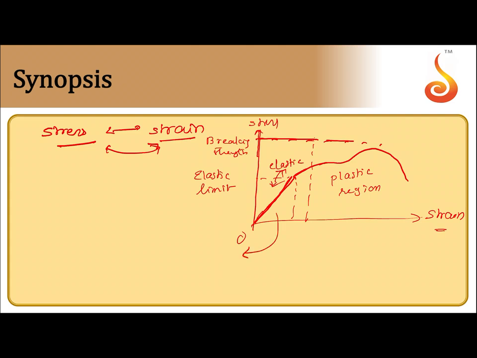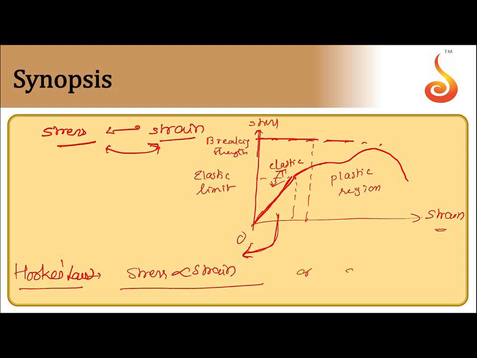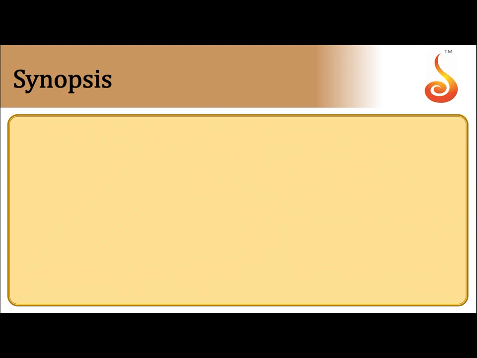And we observe that within certain limit the stress and strain are directly proportional to each other. So, stress is directly proportional to strain, and this is what is called Hooke's law. So, according to Hooke's law, within elastic limit, stress is directly proportional to strain, or we can write stress is equal to some constant of proportionality into strain. This constant of proportionality, whatever appears here, is known as modulus of elasticity.